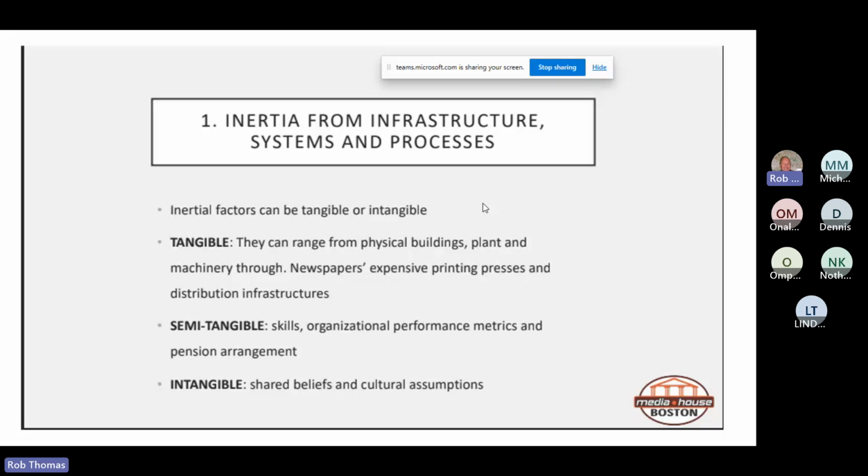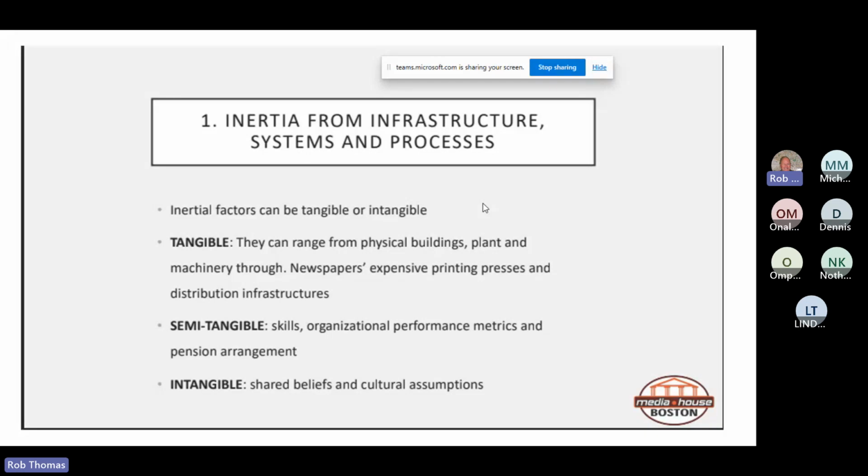For example, newspapers, expensive printing presses, and distribution infrastructures. Okay, so that's an example of tangible, guys. You can see machinery through newspapers, expensive printing presses, and distribution infrastructures. So there's a mistake there. There's an error. Apologies for that.